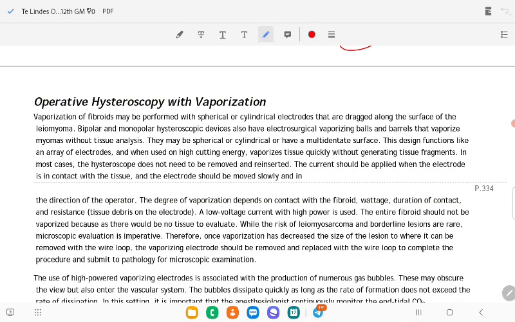Operative hysteroscopy with vaporization. Vaporization of fibroid may be performed with spherical or cylindrical electrodes that are dragged along the surface of the myoma. Bipolar and monopolar hysteroscopy devices have electrically vaporizing ball barrels that vaporize the myoma without tissue analysis. There may be spherical or cylindrical electrodes with a multi-dented surface. This design functions like an array electrode and, when used at high cutting current, vaporizes tissue quickly without generating fragments.